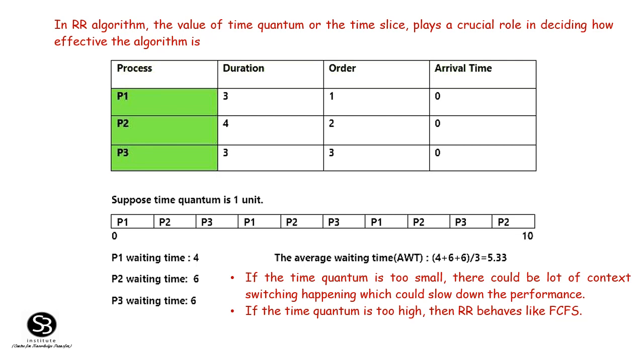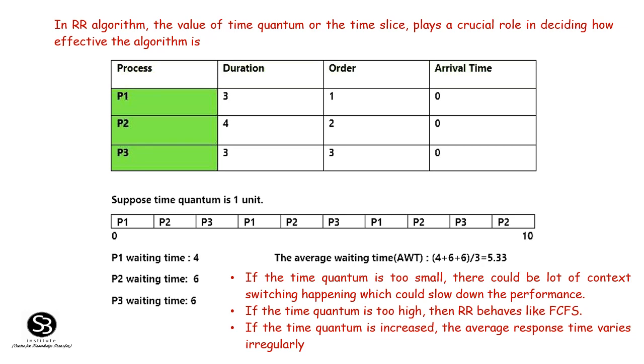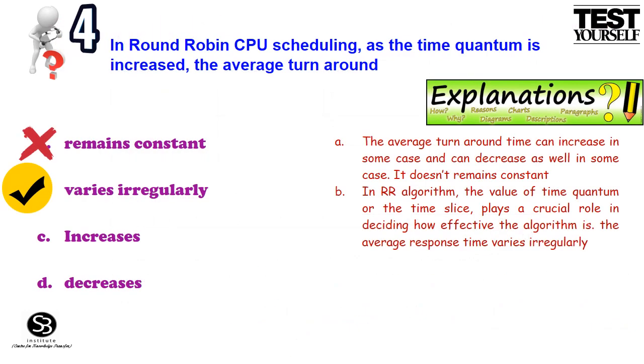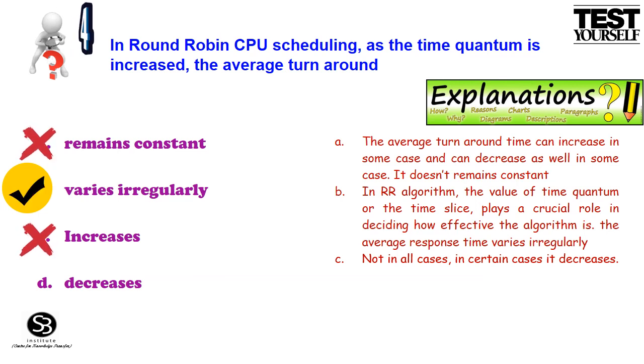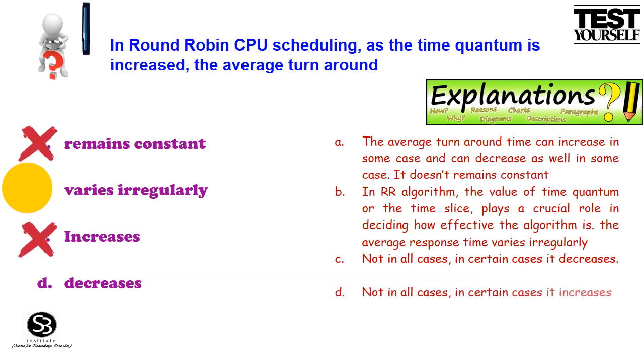If the time quantum is increased, the average response time varies irregularly. Option C, increases. Not in all cases, in certain cases it decreases. Option D, decreases. Not in all cases, in certain cases it may increase. Hence, option B, varies irregularly, is a suitable answer.